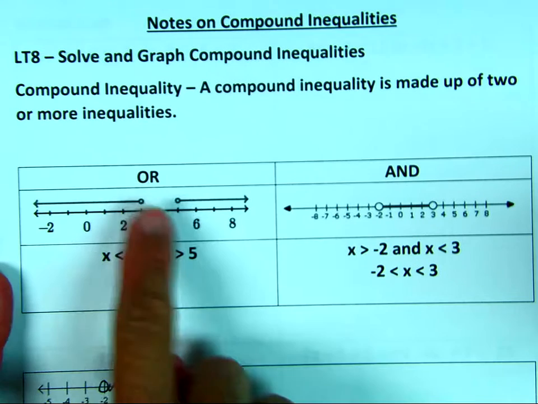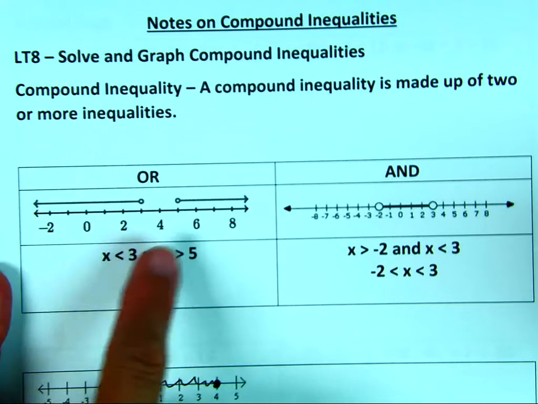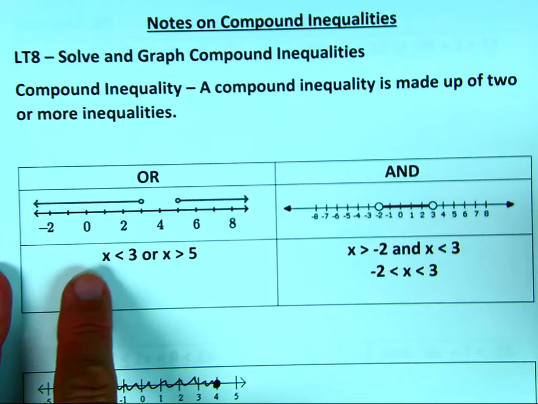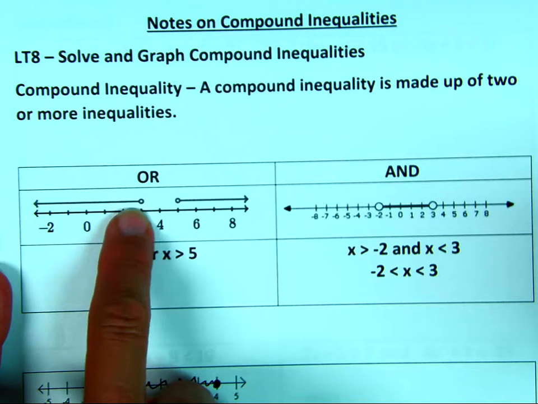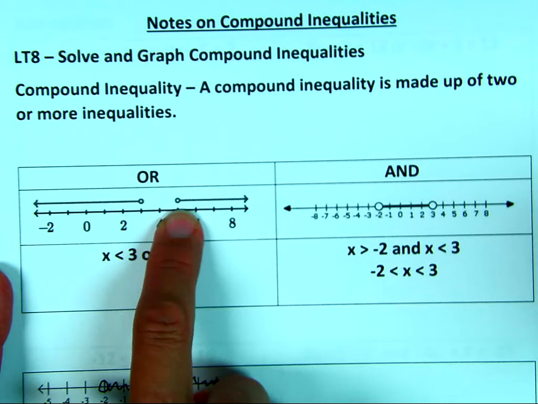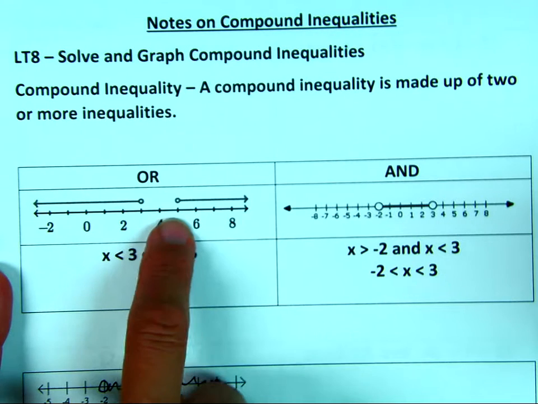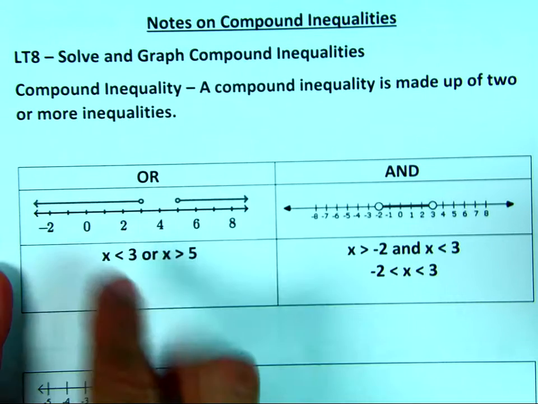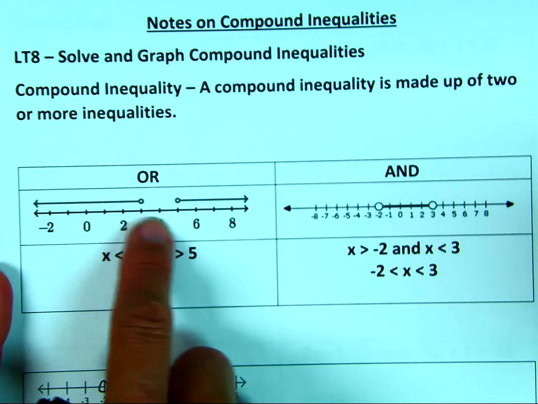So an or means that it can be either, to make it true, it could either be this or this. So in this particular case, it could be less than 3, so you see the open circle going to the left, that's less than 3, or it could be greater than 5, so you see the open circle at 5 and going to the right. So that's what or can be. So what it can't be is what's in between here.